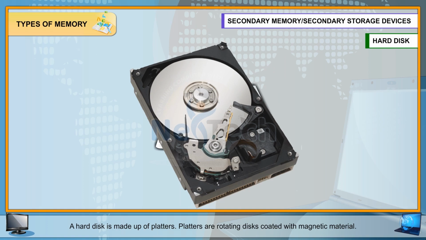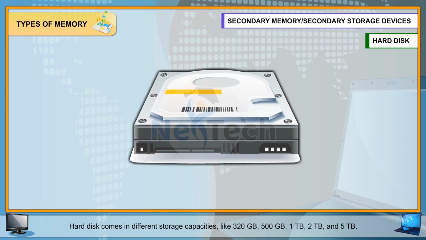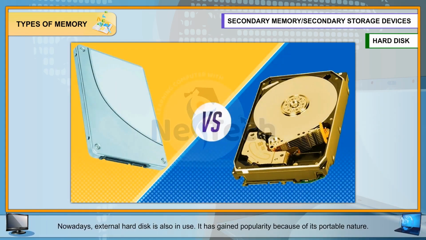The most important function of the hard disk is to store data files and program files. A hard disk is made up of platters. Platters are rotating disks coated with magnetic material. Hard disks come in different storage capacities like 320 GB, 500 GB, 1 TB, 2 TB and 5 TB. Nowadays, external hard disk is also in use. It has gained popularity because of its portable nature.